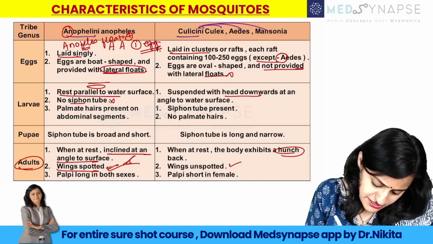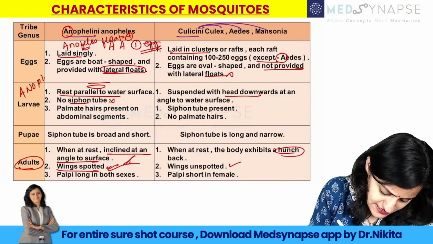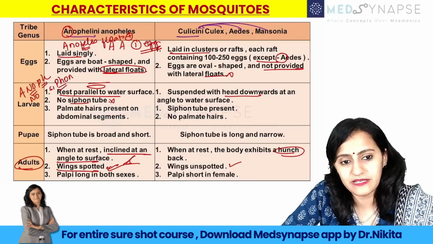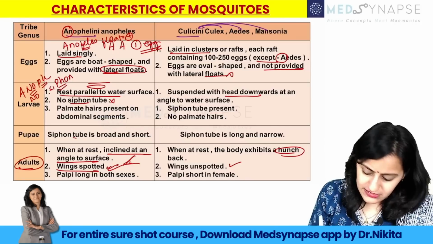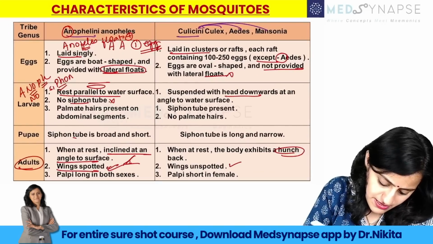Okay, no siphon tube in Anopheles. So remember that Anopheles, NOPH is no siphon. There is no siphon tube in Anopheles in the larval stage, right? And the pupa has the siphon tube that's present here. So these are the important points that you should remember here.